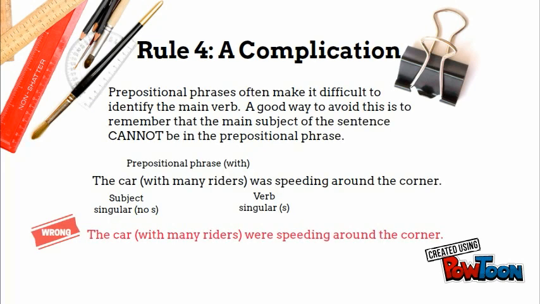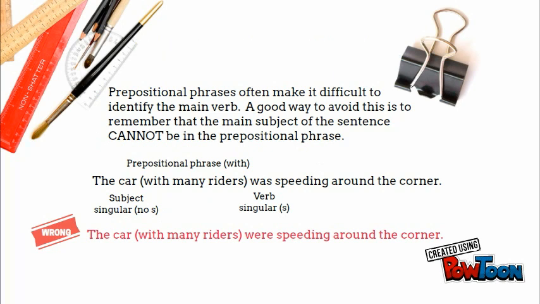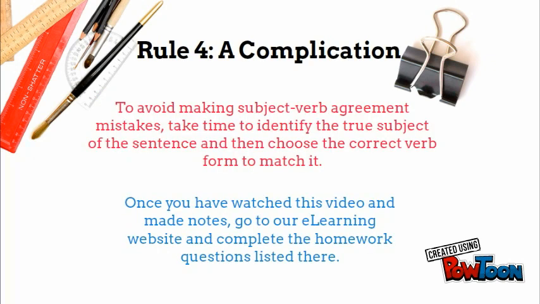The prepositional phrase often makes it difficult to identify the main verb because it interrupts the subject from the predicate. A good way to avoid this is to remember that the main subject of the sentence cannot be in the prepositional phrase. So if you identify the prepositional phrase first, you can figure out what the subject is. To avoid making subject-verb agreement mistakes, take time to identify the true subject of the sentence and then choose the correct verb form to match it.